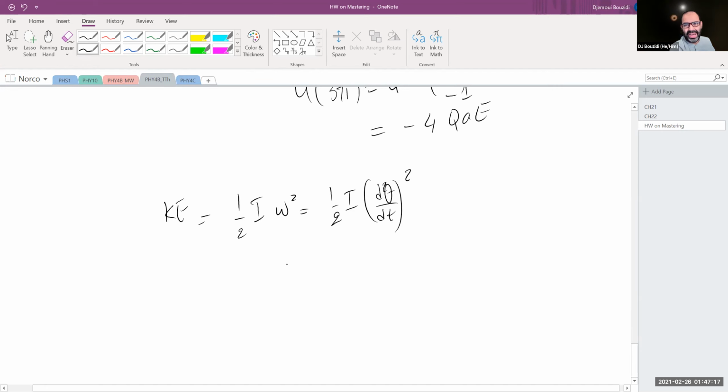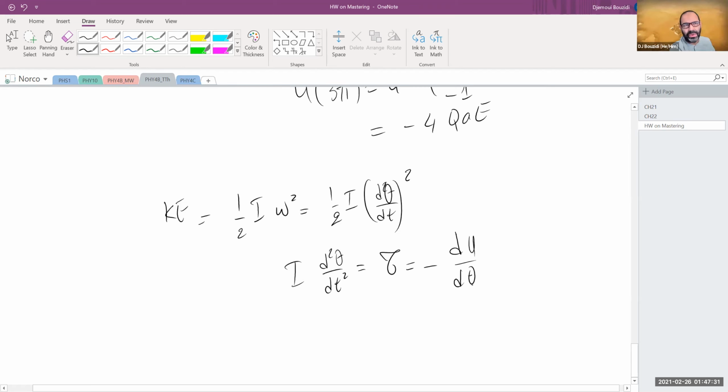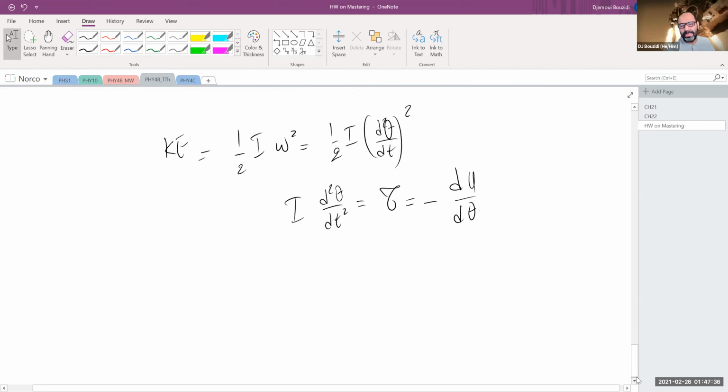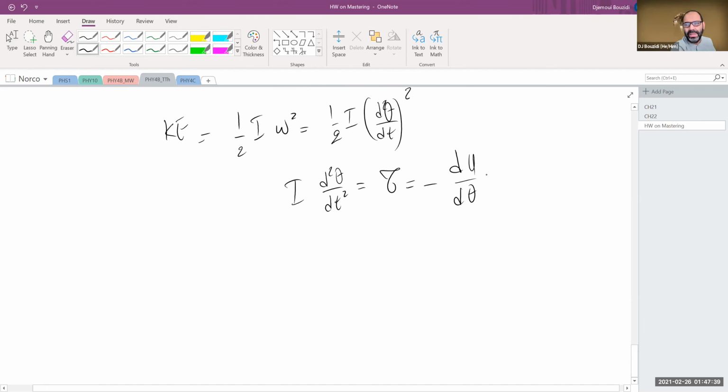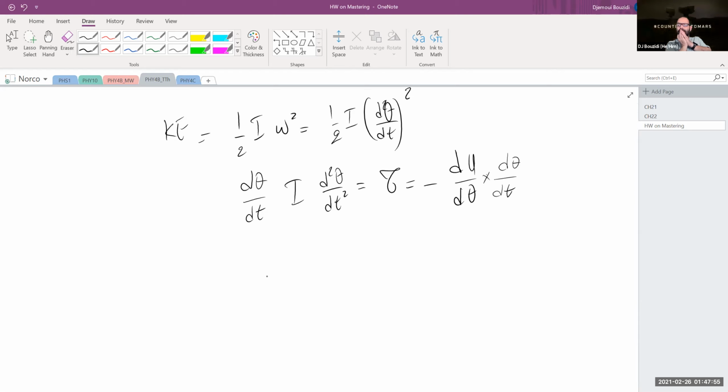Okay, here is the deal. You have I, the second derivative of theta with respect to t, is equal to tau. And tau, if you guys remember, is equal to minus du over d theta, correct? What I'm going to do now is basically rearrange this expression a little bit, and we're in business. In other words, I'm going to multiply this expression by d theta over dt, and this expression by d theta over dt, okay? So let me make sure I know what I'm saying in here. And integrate the expression.